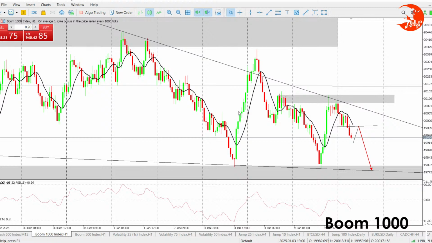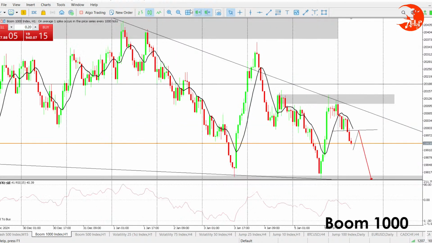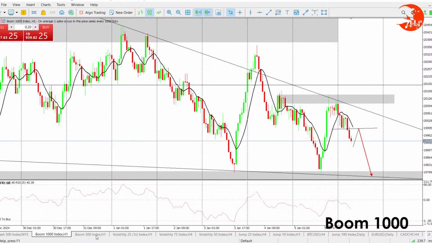All right, that is Boom 1000. That's how I'll be trading it on H1. I won't bother going to M15, because M15 is already showing me sells just like we saw on H1. So I will wait for this move to happen. Once I have it, I will come in strongly with sells. I'm not going to enter buys. I will come in strongly with sells to bring me down to this trend line.